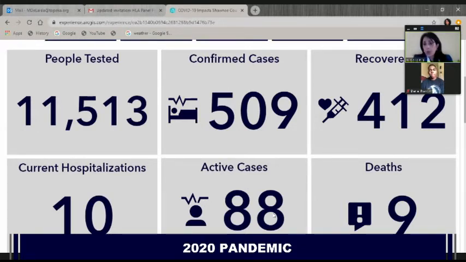In our whole community, we've had 509 total people reported to have a positive COVID test. And out of those 509, we have 412 that have recovered and 9 people who have passed away from this virus, which leaves us 88 people that currently are having COVID at this time.